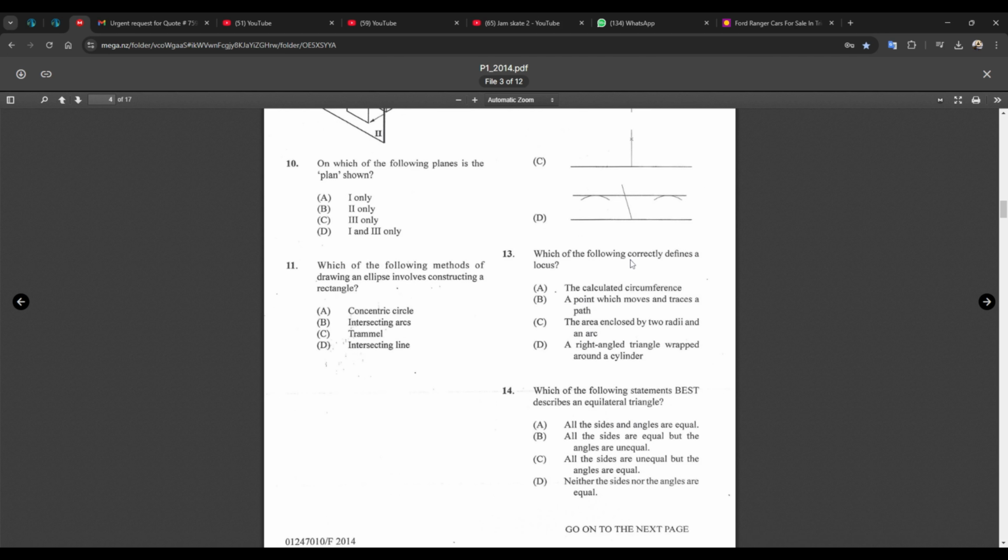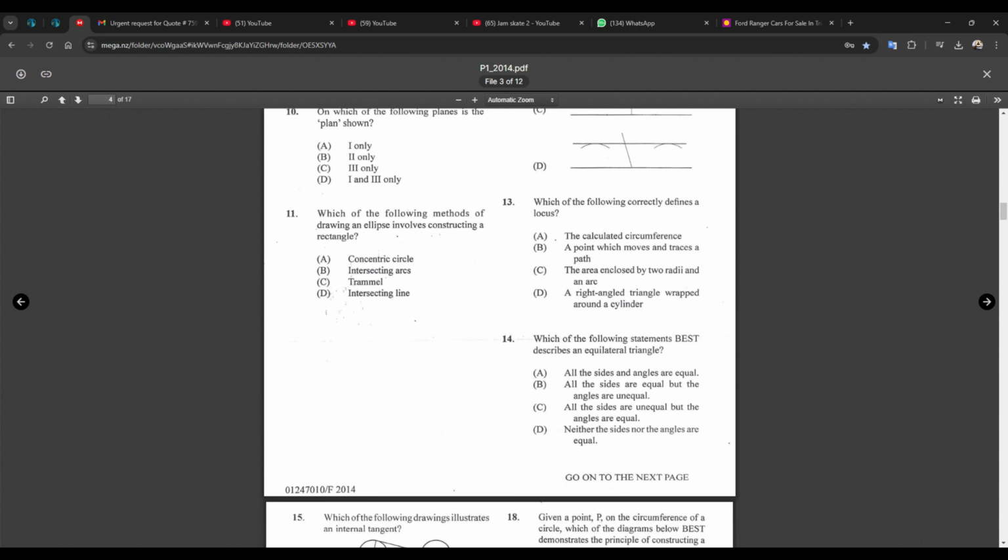Number 13, which of the following correctly defines a locus? So it's the calculated circumference, a point which moves and traces a path, the area enclosed by two radii and an arc, or a right angle triangle wrapped around a cylinder. The answer is B. It's a point which moves and traces a path.